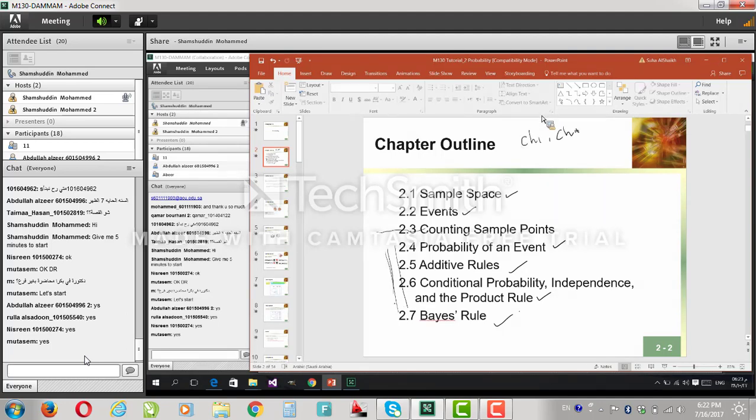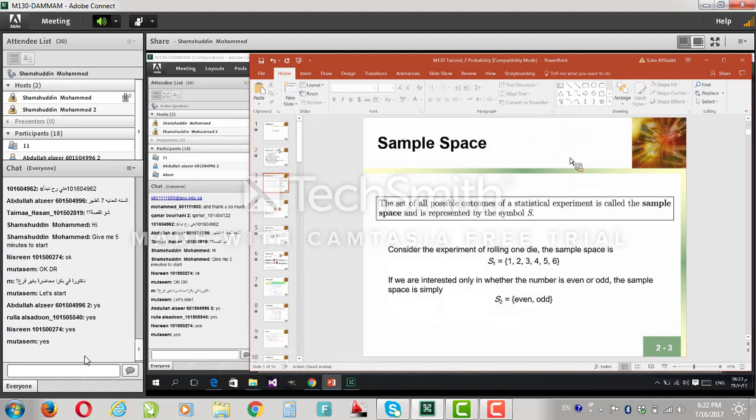Chapter 1 and chapter 2 are the parts that are going to be in the midterm exam, inshallah. So the first thing we're going to talk about is what we call the sample space.